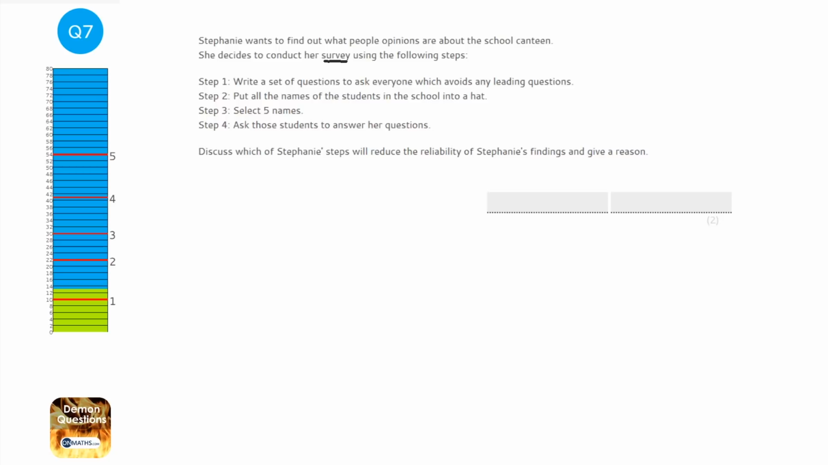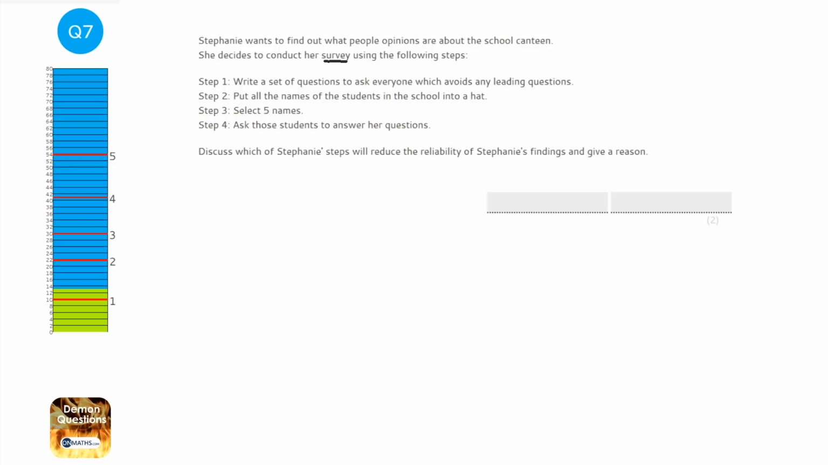So for instance, if you were looking at investigating the school canteen and you only picked people who used the school canteen, then it's probably going to be swayed towards how wonderful the canteen is, rather than the people who don't go to the canteen, who probably don't go because they don't like the canteen or because they bring packed lunch.